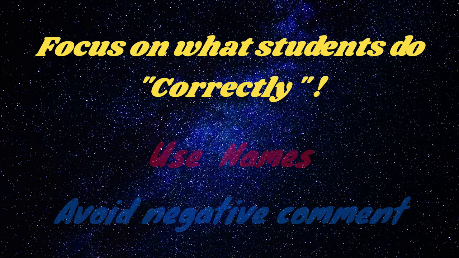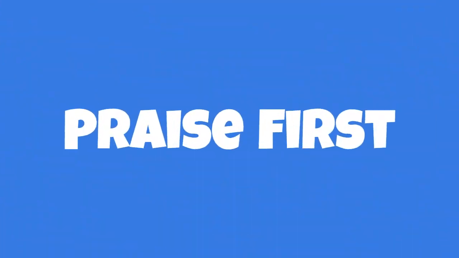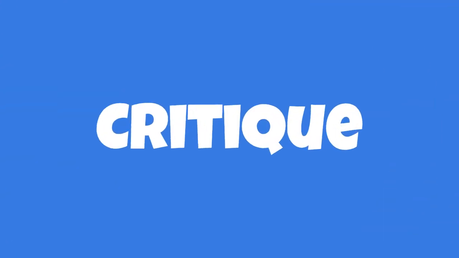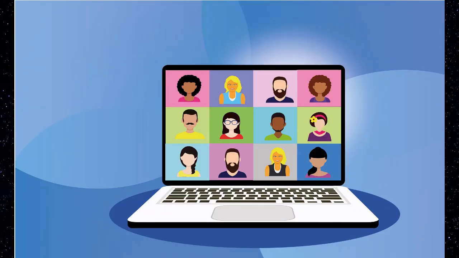For any evaluation or criticism, try to use the sandwich method. That is, praise first, critique, and then praise again. Research shows that increasing positive interactions like praise statements and decreasing the negative interaction improves the climate as well as the student's success.